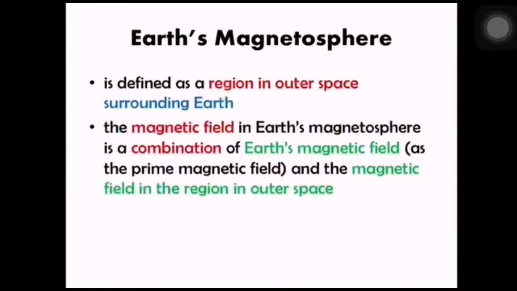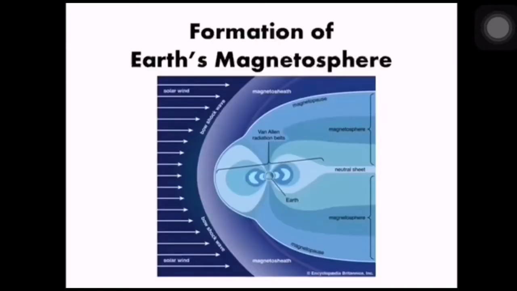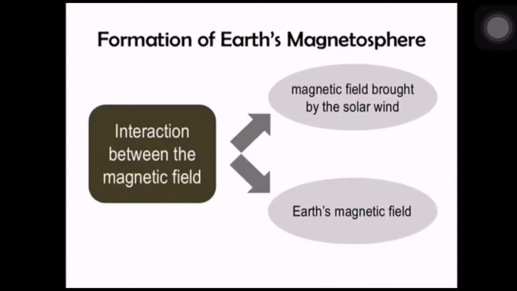Definition of the Earth's magnetosphere. Earth's magnetosphere is defined as a region in outer space surrounding Earth where the magnetic field is a combination of Earth's magnetic field as the prime magnetic field and the magnetic field in the region in outer space. This diagram shows the combinations of Earth's magnetic field and magnetic field in the outer space which form the Earth's magnetosphere.